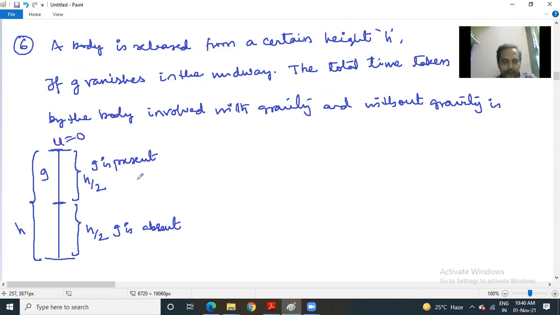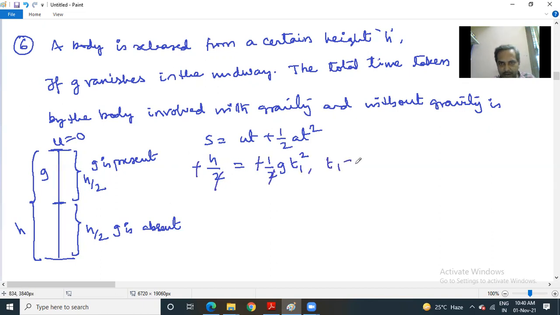u is 0. Now, make use of s equal to ut plus half at square. For the first half, distance is h/2. Since it is coming down, it is negative. u is 0, a is minus g, so minus h/2 equals minus half g t1 square. The 2s cancel and the minus signs cancel, so t1 will be equal to root of h/g. Call this equation 1.